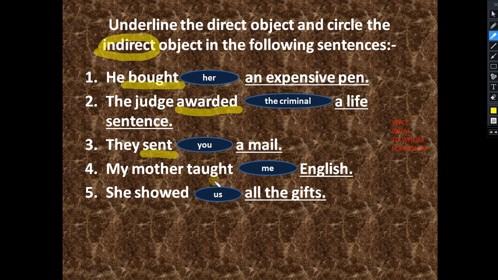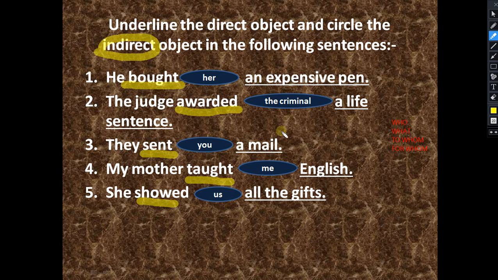My mother taught, the verb is taught. My mother taught whom? Me. That is indirect. And what? English. This is direct. She showed us. She, the verb is showed. So she showed whom? Us. This is indirect. And what? All the gifts. This is direct.